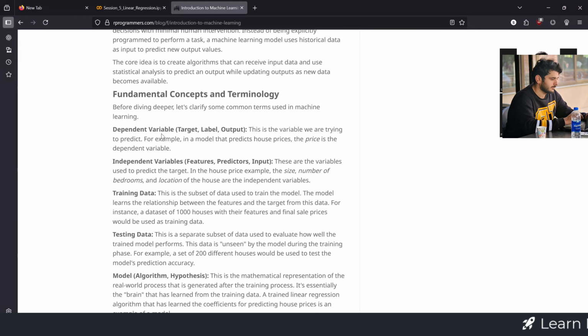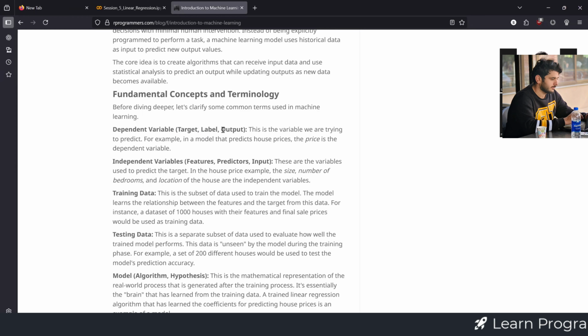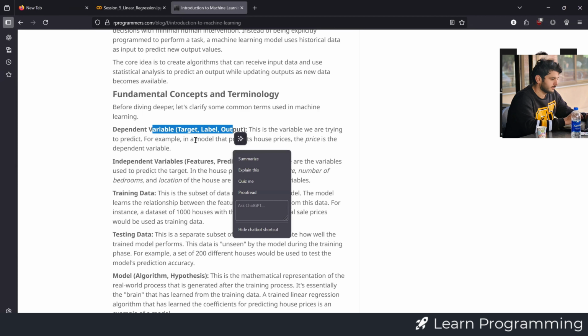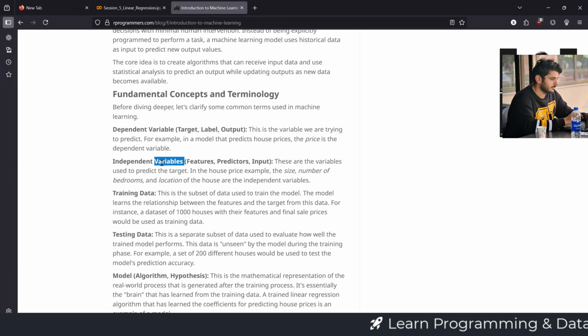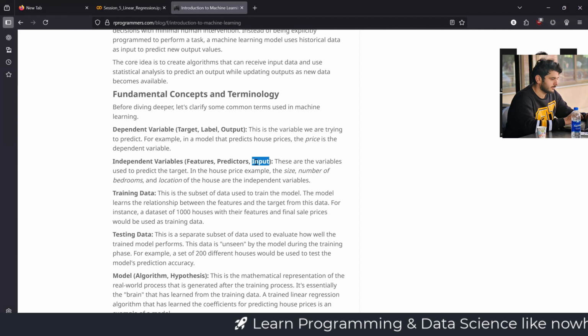Now we know dependent variable. Sometimes in some books, in some theory, they call it target variable or label variable or output variable. So these are all the same things. So if you go around with any of these, there's no need to be confused about it. And for independent variables, in some books or texts, they just call them features and don't mention them as independent variables.